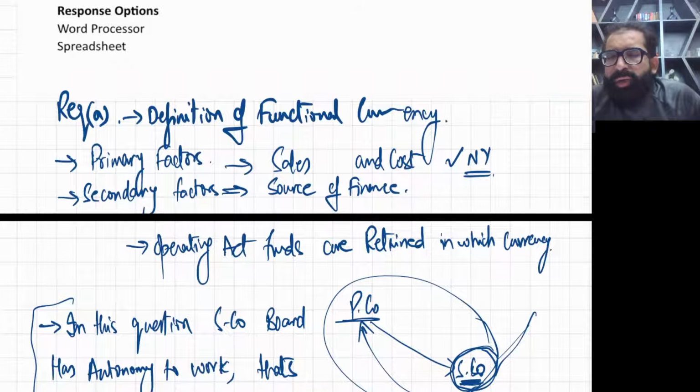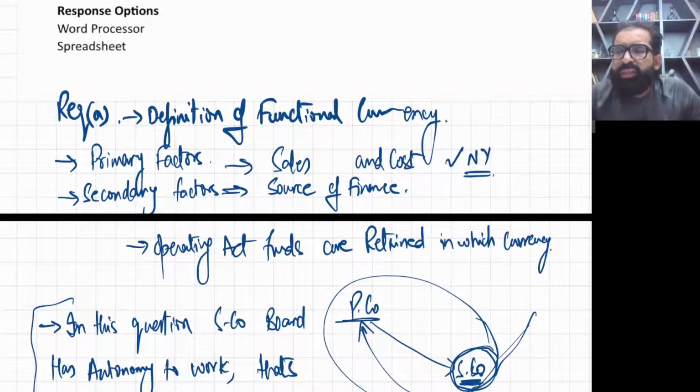So if you see all primary and secondary factors and connect with this question, it goes very easy. The sales and the cost are all incurred and affected by NY. So the main primary factors go with NY. Then the proceeds are retained in NY as well, because the examiner is silent on this.